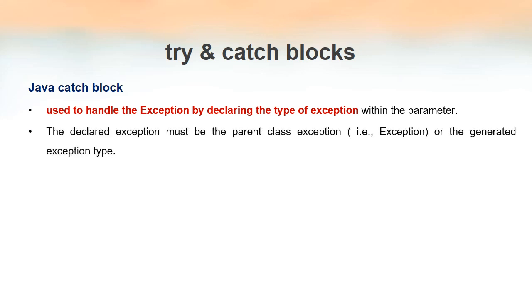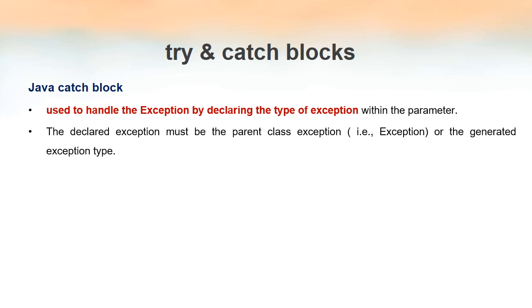The parameter that we give for the catch block must be either the parent class exception or any generated exception type. That means there are different exceptions that can occur, like arithmetic exception when we try to divide a number by 0. When we try to access an array element that is not there, or that is out of the index, then array index out of bounds exception. So for each exception that arises, there is a category, there is a class.